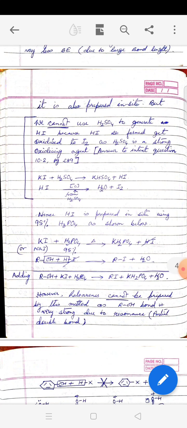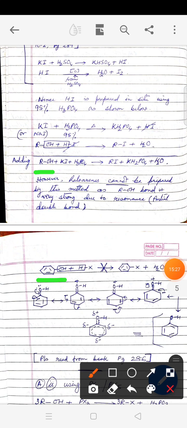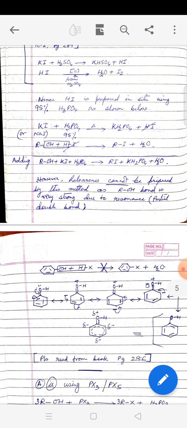Now remember, these methods are not suitable for preparing aromatic haloalkanes, that is haloarenes. The reason being, to prepare haloarenes, instead of alcohol you have to take phenol. Here you have taken ROH, here you have to take C6H5OH, that is phenol. But if you remember what we did last time, in phenol there is extensive resonance, because of which the carbon-oxygen bond is partially double and is very difficult to break. So that is why this method is not suitable for preparation of haloarenes.